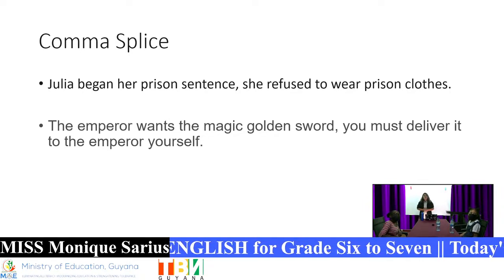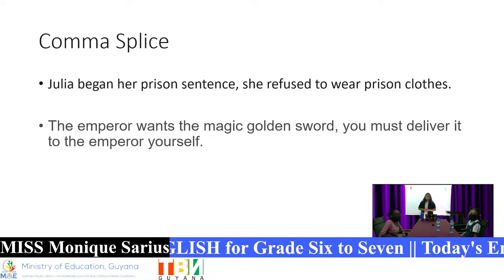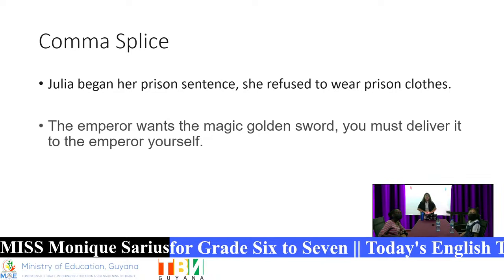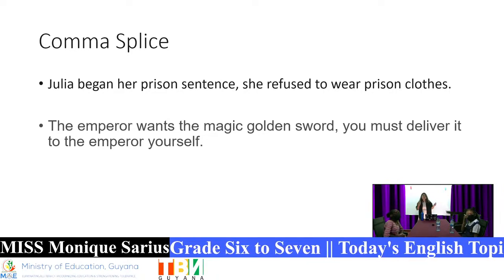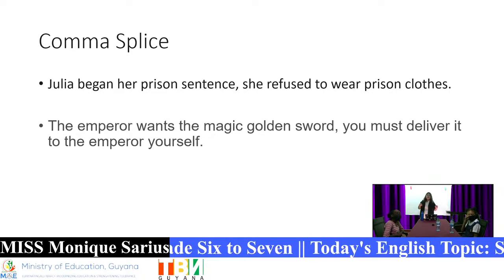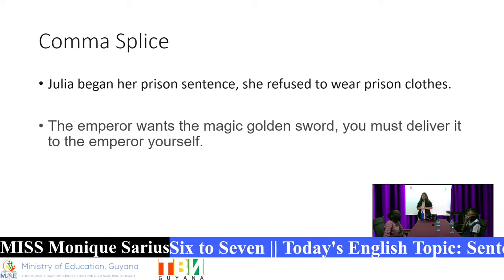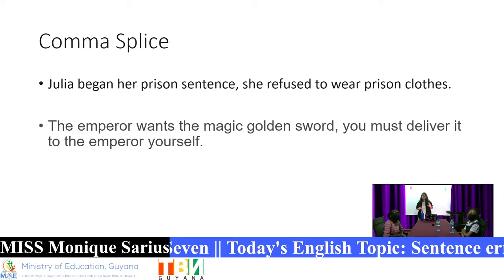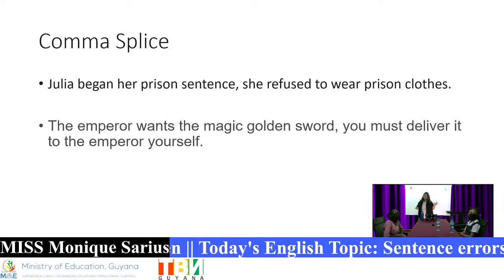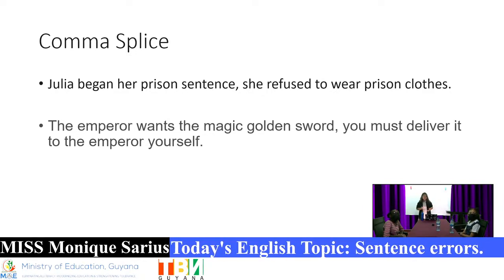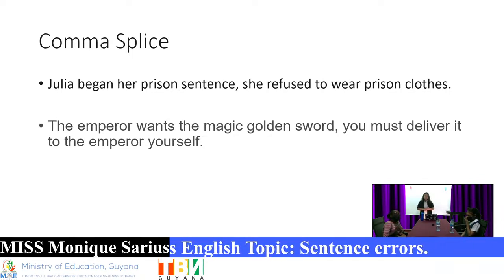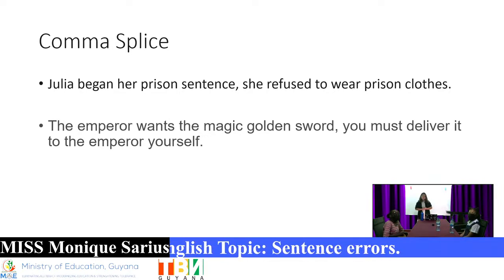The emperor wants the magic golden spoon. Sorry, sword. You must deliver it to the emperor yourself. The emperor wants this, you must deliver it to the emperor yourself. Are these two independent clauses as well? Do both sides of this structure make complete sense? Do they both have a subject? Do they both have a verb? Yes. So again, we can put what there instead of a comma?